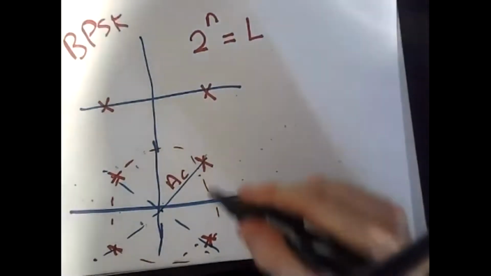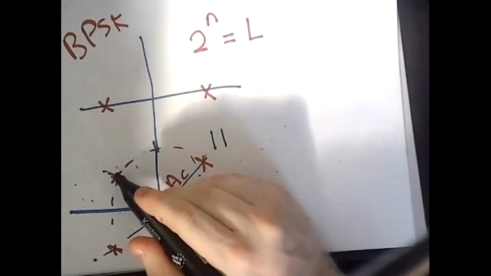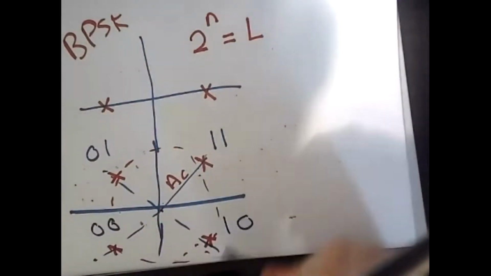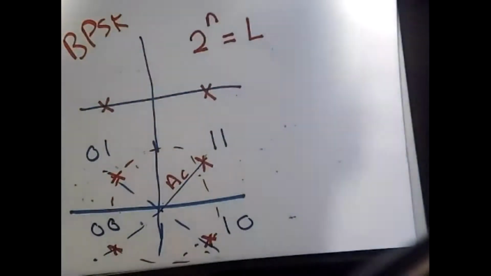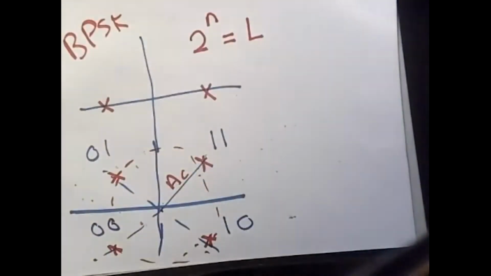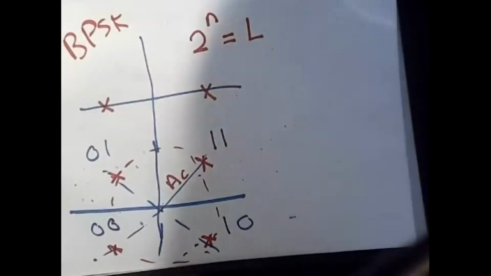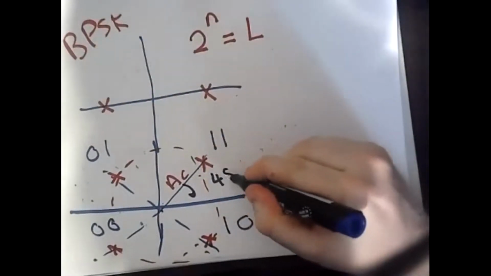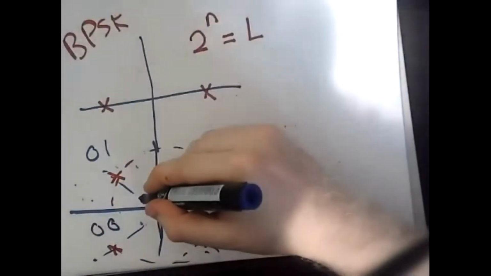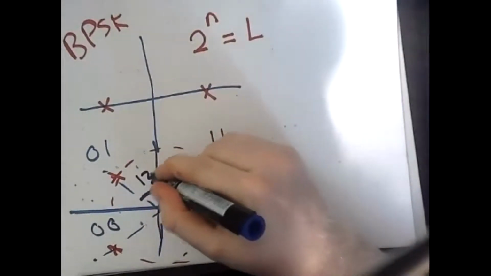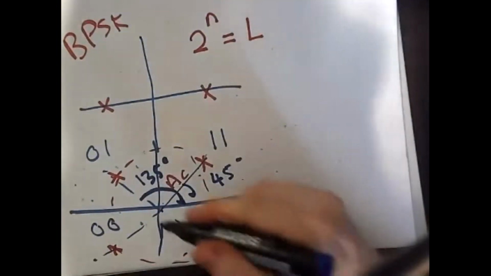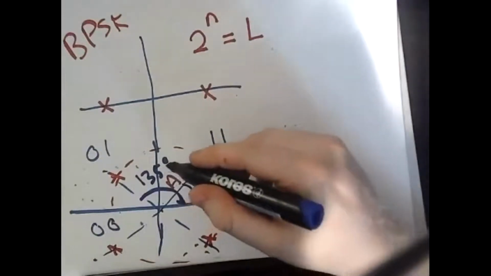So, for example, I would say this represents 1 1, this represents 0 1, this represents 0 0, and this represents 1 0. So these are the 4 bit-pair representations. Now you have 4 different versions of the carrier. This symbol represents a carrier with a phase shift of 45 degrees. This one represents a carrier with a 135 degree shift.